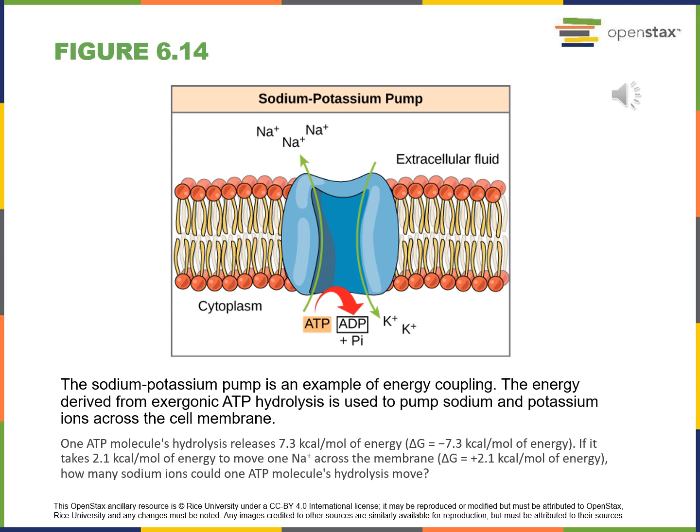Figure 6.14. The sodium-potassium pump is an example of energy coupling. The energy derived from exergonic ATP hydrolysis pumps sodium and potassium ions across the cell membrane. One ATP molecule's hydrolysis releases 7.3 kilocalories per mole of energy, meaning delta G equals negative 7.3 kilocalories per mole of energy. If it takes 2.1 kilocalories per mole of energy to move one sodium across the membrane, so delta G equals positive 2.1 kilocalories per mole of energy, how many sodium ions could one ATP molecule's hydrolysis move?